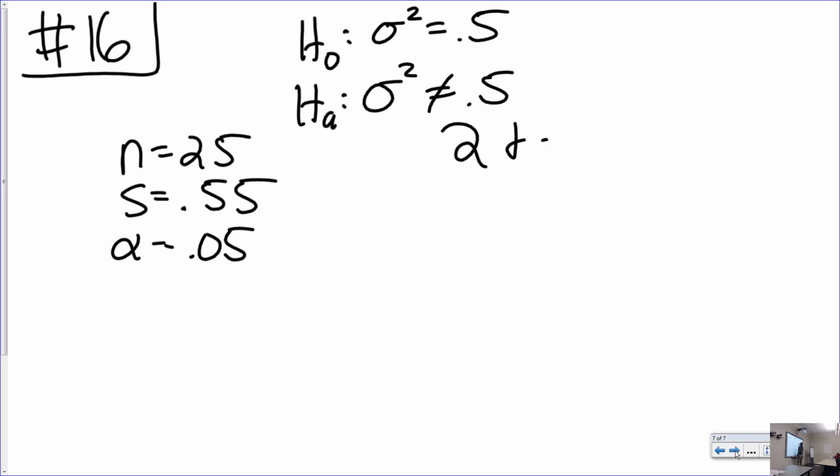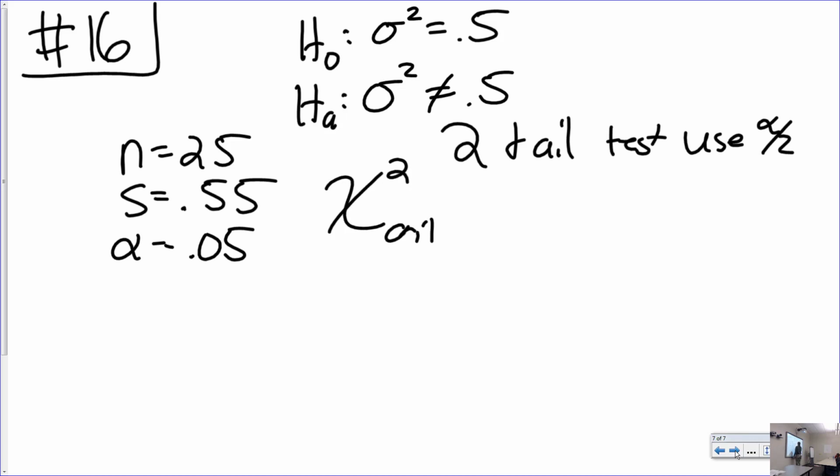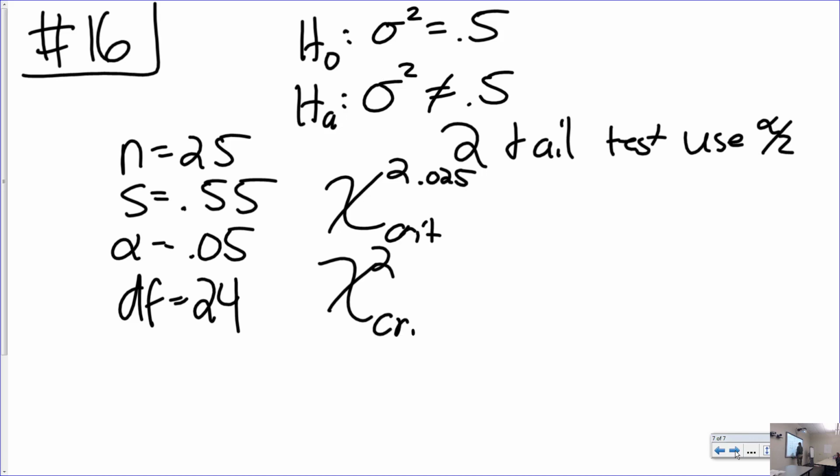So, note, two-tailed test. So we're going to use alpha over 2, okay? And we want to be greater than the critical value of alpha over 2 or less than the critical value of 1 minus alpha over 2. Do we have this? Uh-huh, 0.025. And then the other chi-squared we're going to look up is 0.975, 1 minus that.